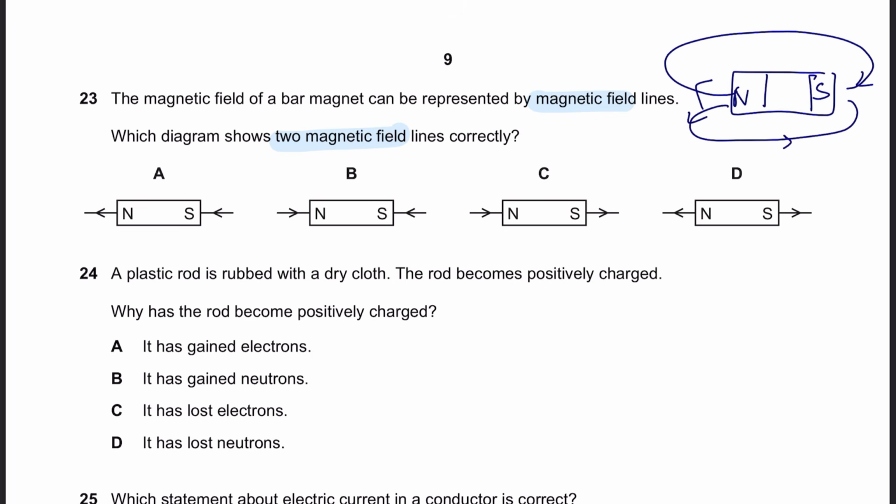So this is your magnetic field lines, and the answer would be going out of north and into south. So the answer is A.